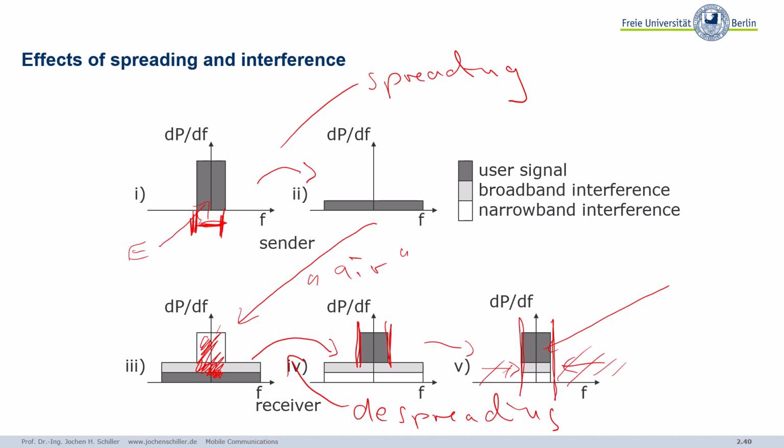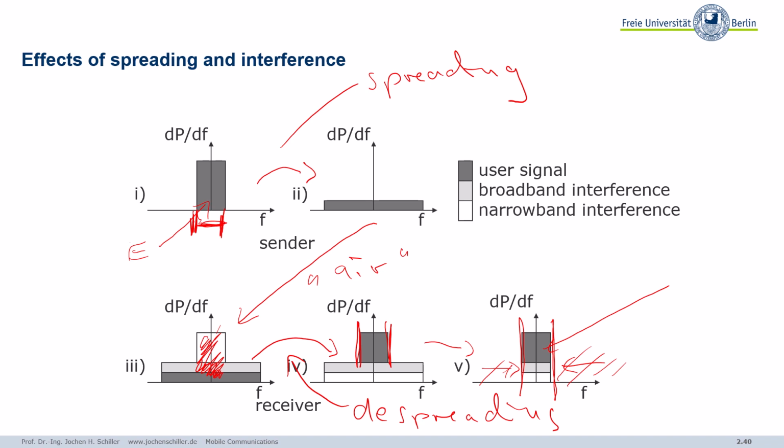And yes, you will have some noise, but these are only parts of the broadband interference and parts of the narrowband interference. So the narrowband interference will not cancel out the complete original user signal. That's the basic idea of spreading, how to counteract interference.